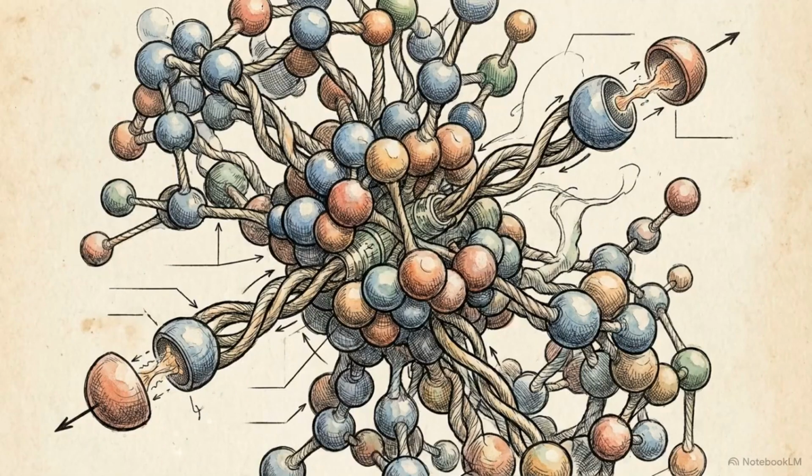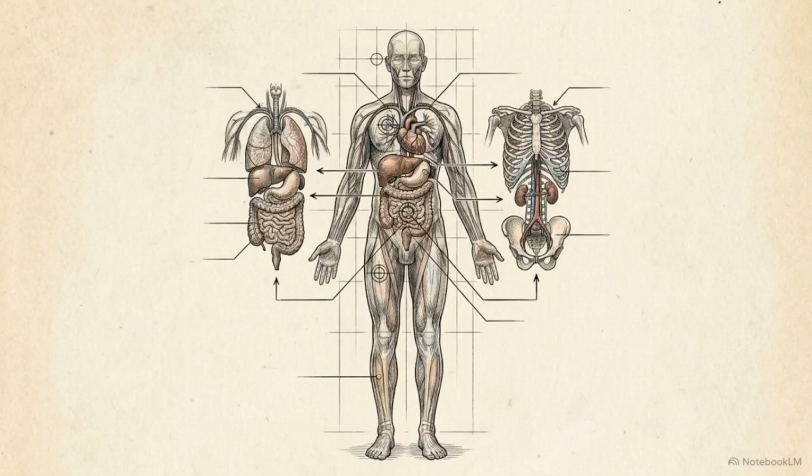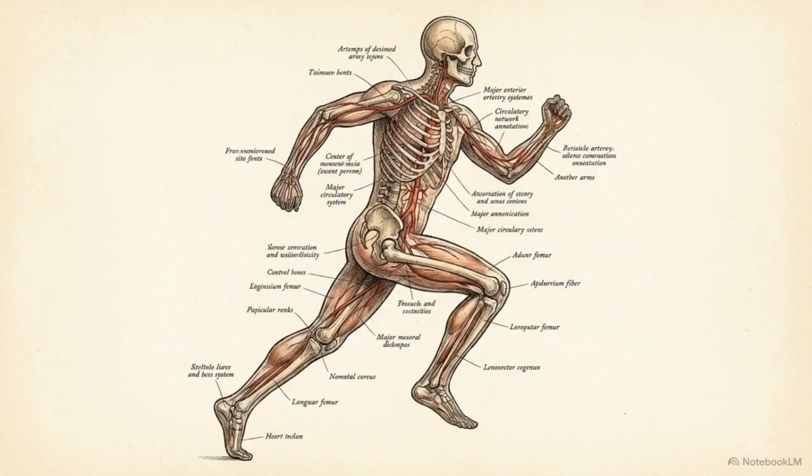From the microscopic binding of atomic structures up to the macroscopic orientation of limbs and body cavities, every physical layer serves a precise biological function. The human machine functions through the constant integration of its static anatomical architecture and these self-regulating physiological loops.